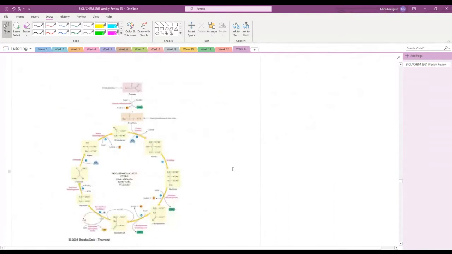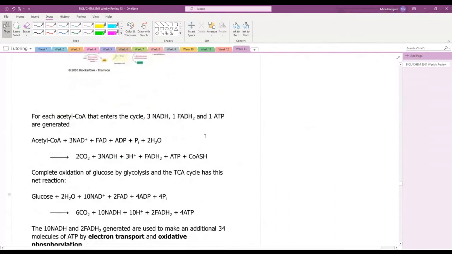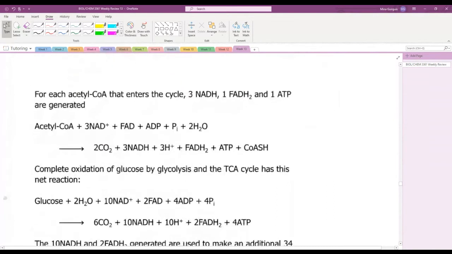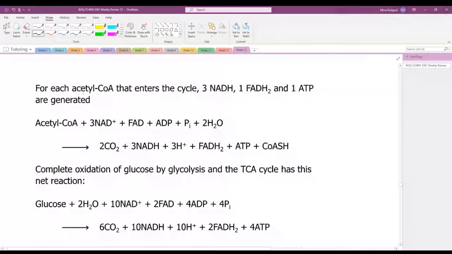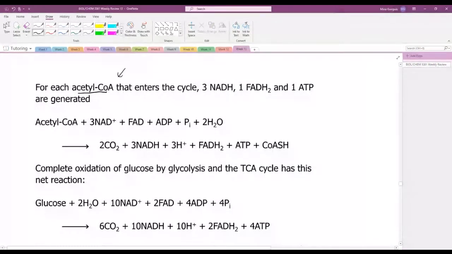Okay. All right, so there's the overall reaction, and as said, for each acetyl-CoA entering the cycle, we get 3 NADH, 1 FADH2, and 1 ATP. But remember, that's per acetyl-CoA. You get 1 acetyl-CoA from 1 pyruvate, and you get 2 pyruvate per 1 glucose. In other words, we have to double this whole thing.